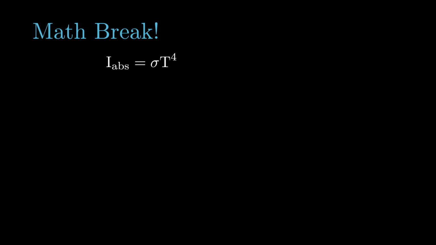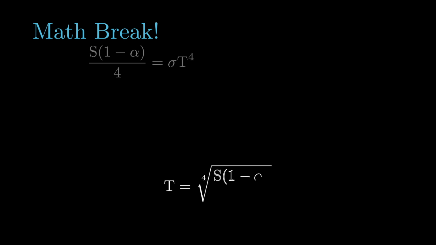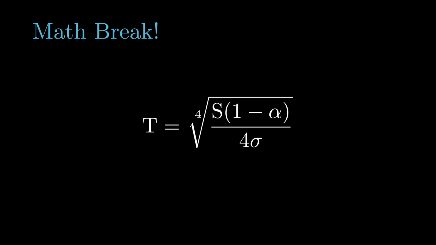But just to define absorbed intensity in more absolute units, allow me to rewrite it as received intensity times the fraction that gets absorbed. Since we found earlier that I received is just S over 4, we can make our final substitution in this equation, and then just do a little simplification. And there we have it, an equation that gives global temperature as a function of global albedo.